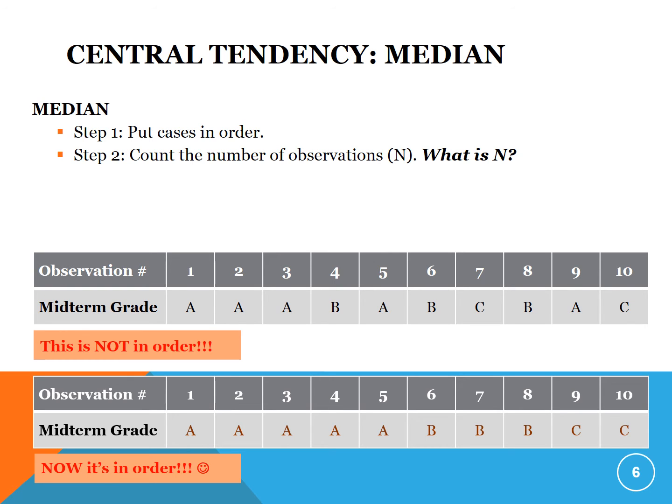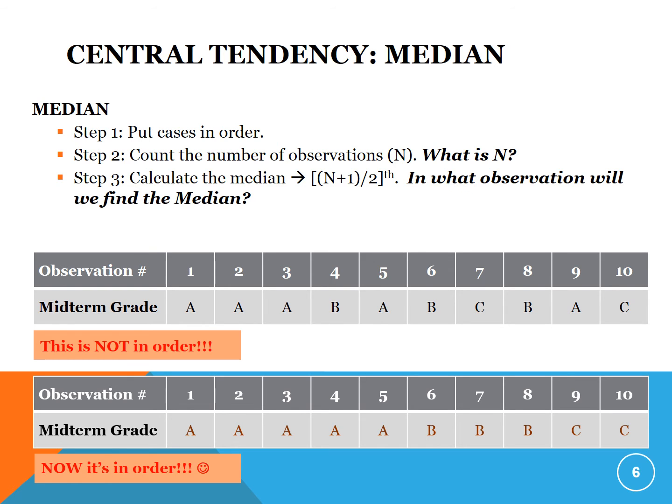Okay. So, step 2. Count the number of observations. What is n? We don't even have to worry about counting, right? Because it's counted for us. There are 10 observations. 10 grades that we are looking at right now. Step 3. We simply calculate what observation would be the median observation.